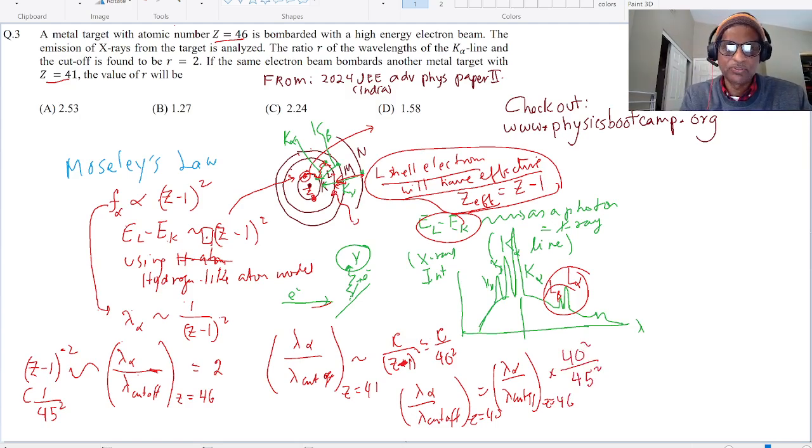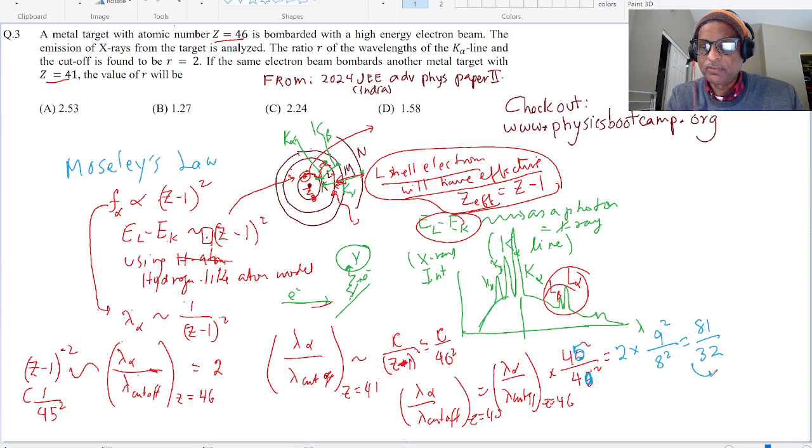So if we take a ratio, all the constants cancel. So this is 2. I inverted it, so 45 squared over 40 squared. So this is 2 times 9 squared over 8 squared, and so 81 over 32.